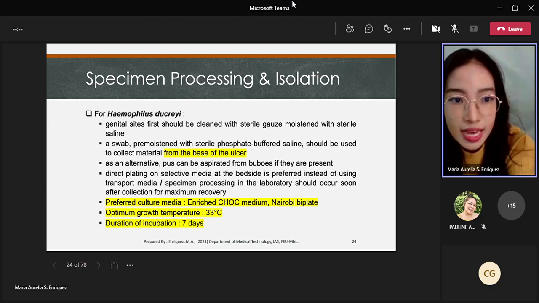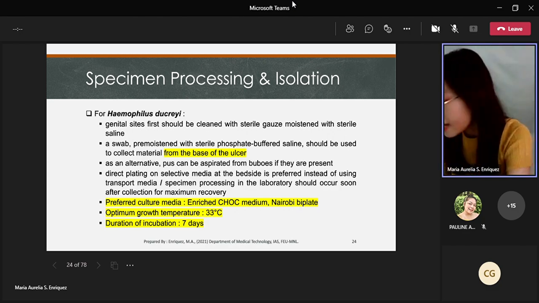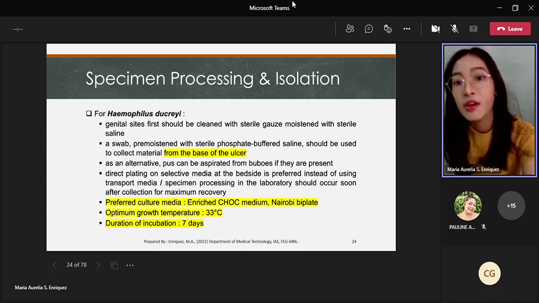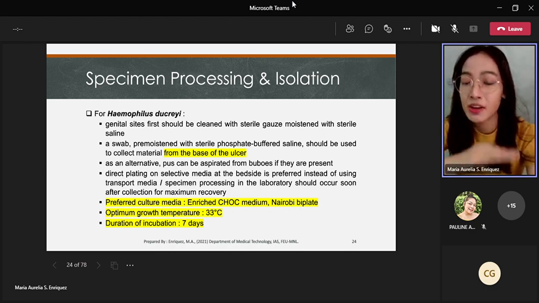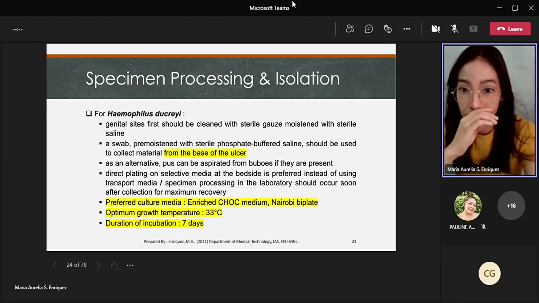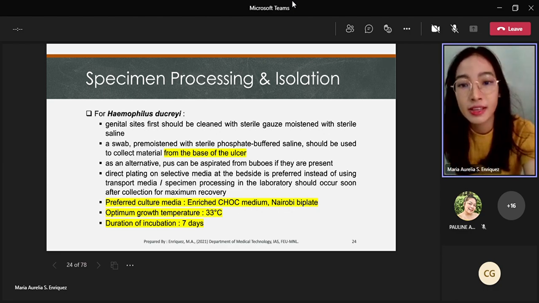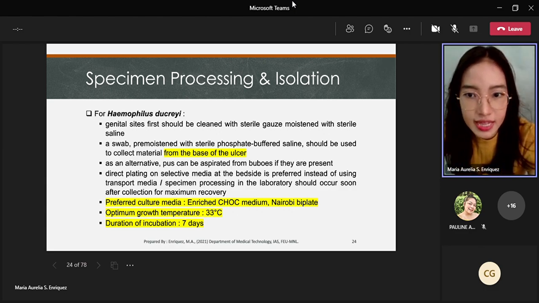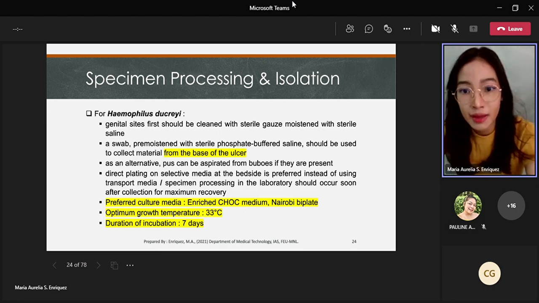Now, the most important thing that you have to keep in mind here is that if collecting swabs for the isolation of Haemophilus ducreyi, we have to swab at the base of the ulcer or yung pinakailalim po nung abscess, okay? Because at the base of the ulcer is where most of the organisms will be found. All right, and then the preferred culture media would be chocolate agar or the Nairobi biplate medium.